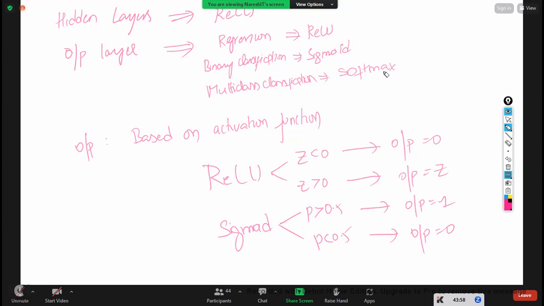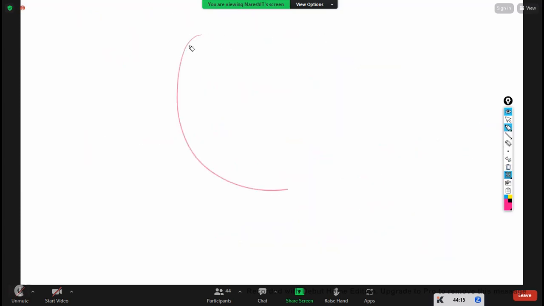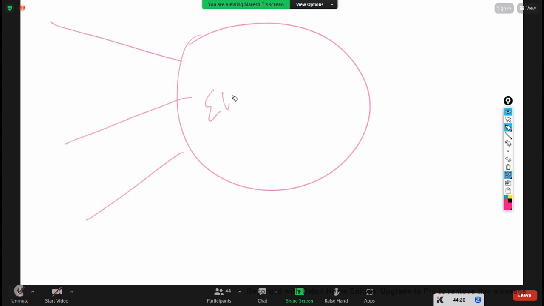What is meant by softmax? I'll explain. I'm just saying how the neurons will work. There are so many different activation functions, and one by one we'll understand. Simply put, every neuron will collect the information, do sigma wi xi plus b inside, then pass it to an activation function, and from that activation function it gives the output.